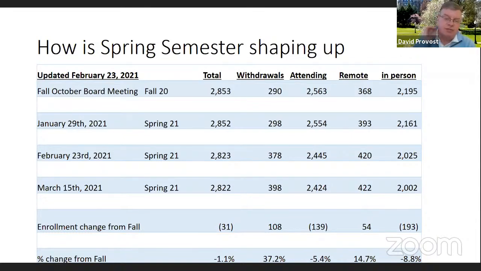But you can see the next two points, and Lori just gave you the March 15th numbers, and they correspond to these numbers on this page. We've now moved from 298 withdrawals to 398. So we lost 100 students those first couple of weeks of the semester, and we saw an increase, but not as much on the remote. So that had an impact on our net tuition revenue.